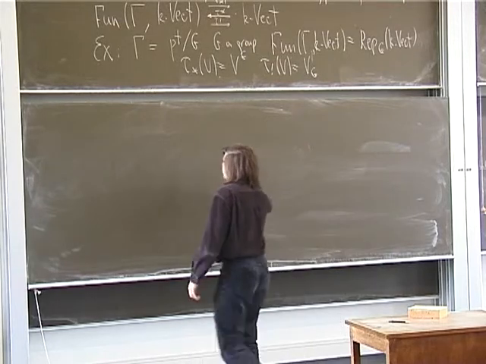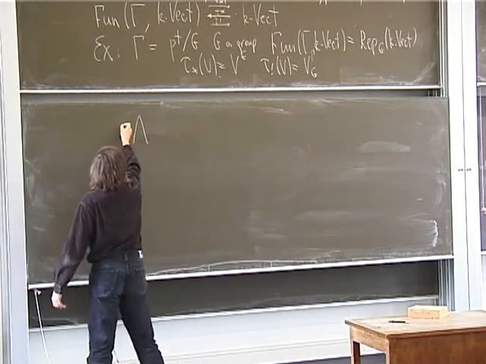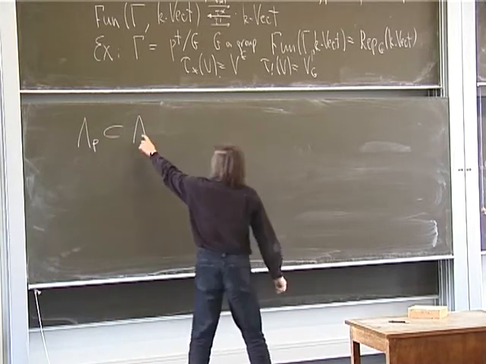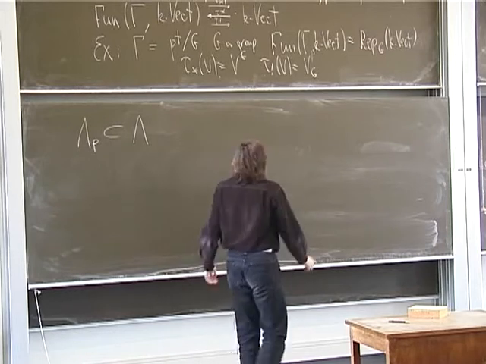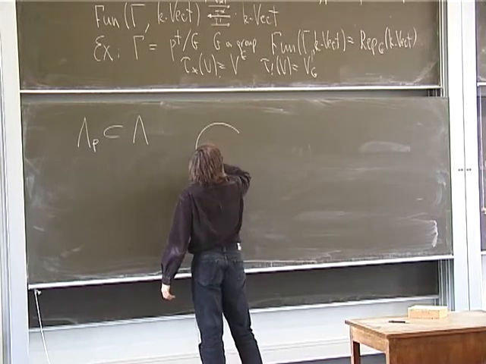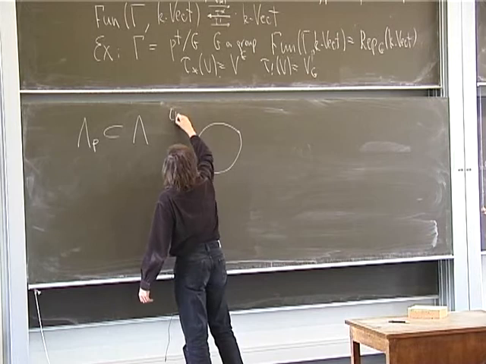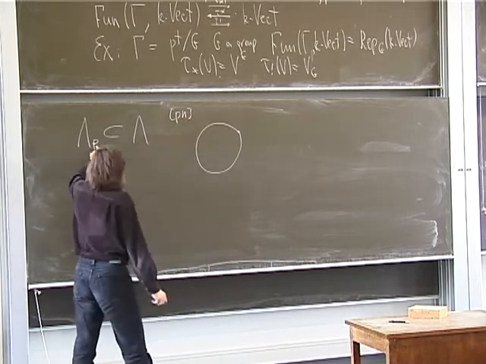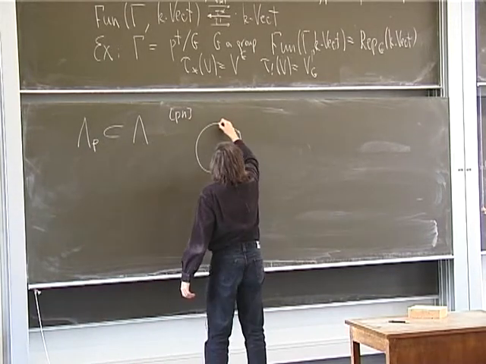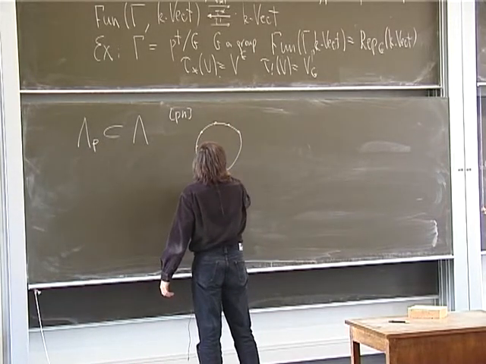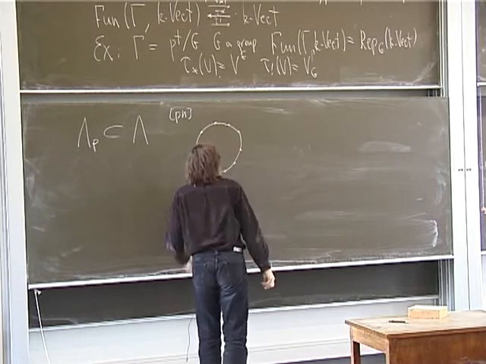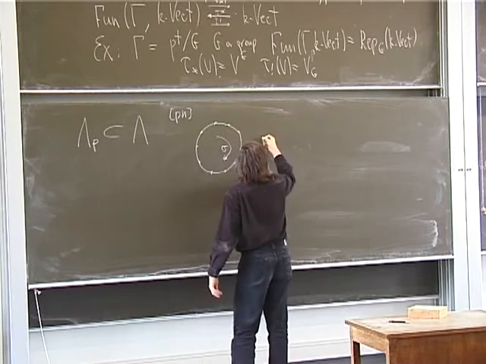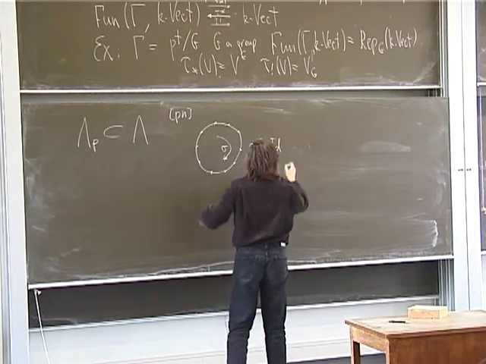Namely, we have the category lambda, and I want to define some subcategory, lambda p, inside. So objects of lambda are these wheels. Now I consider objects of the form Pn, where n is some integer and p is our characteristic. So I consider wheels with Pn marked points. And then there is a natural automorphism of order p, just cyclic rotation.